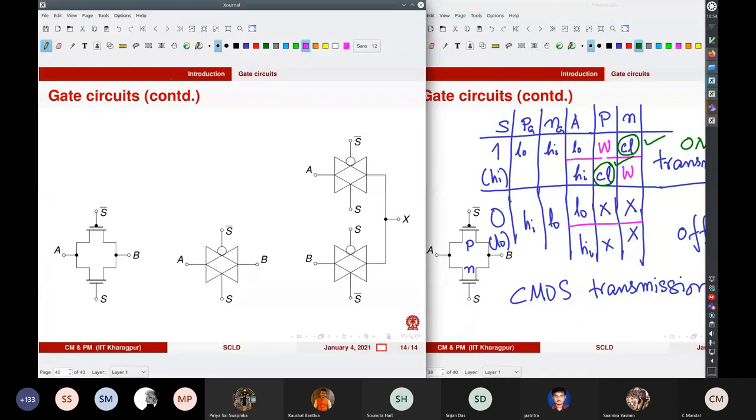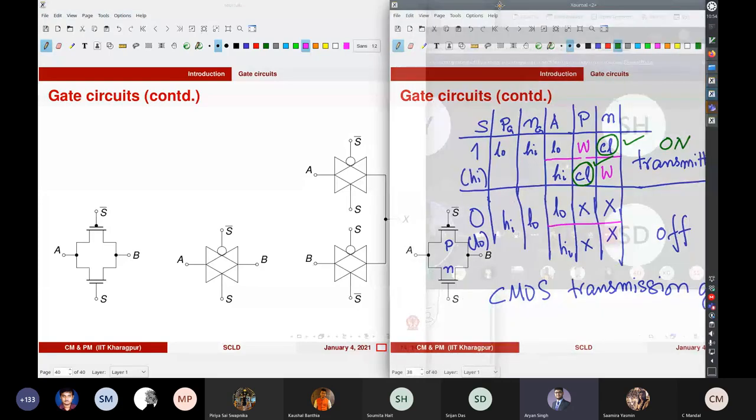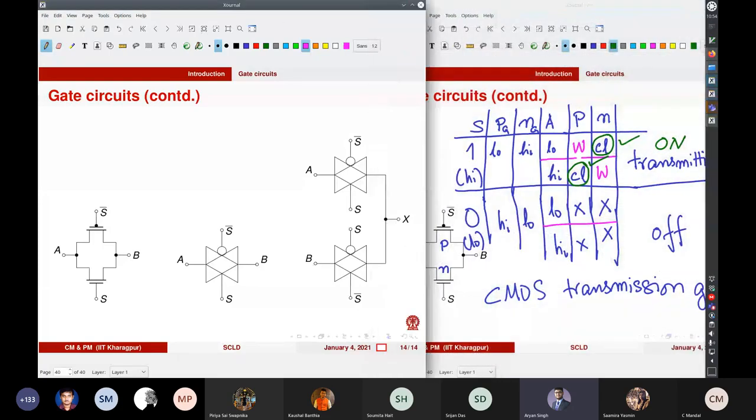So can you tell me what it does? Either transmit A or B. Yeah. So can you just put it a little better? So when does it transmit A? When does it transmit B? When S is 1, it will transmit A, and when S is 0, it will transmit B. Yeah, that is right. So this is what is called a multiplexer.